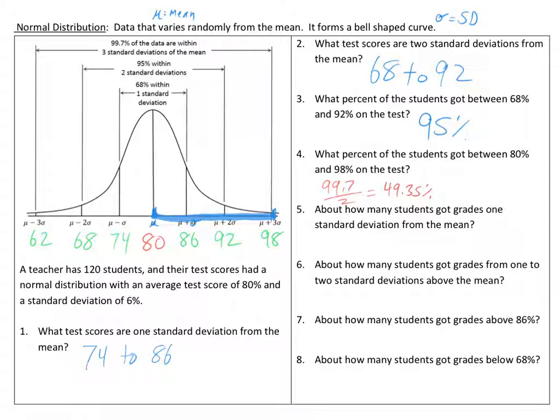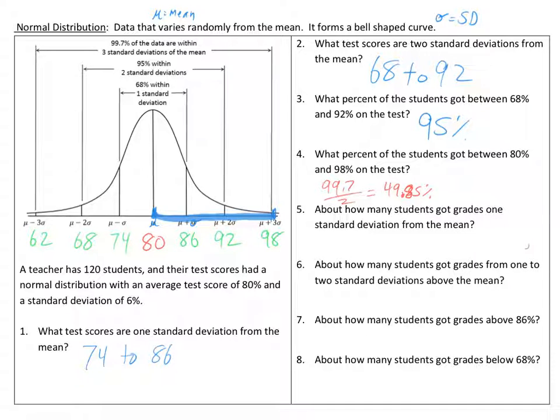49.35%, almost half, basically half, of the students got in this range. Actually, let me correct that. When I divided, it's 49.85. I did that wrong. Alrighty. Next question, about how many students got grades 1 standard deviation from the mean.